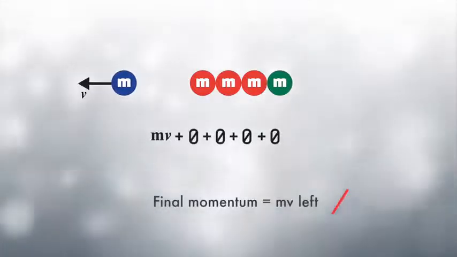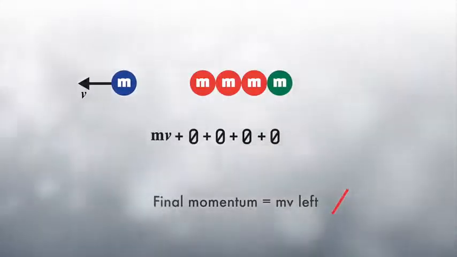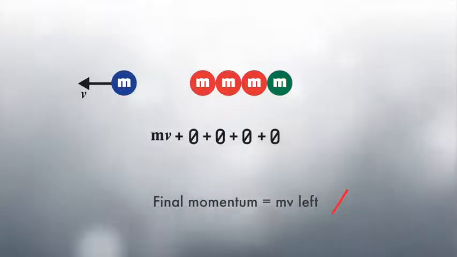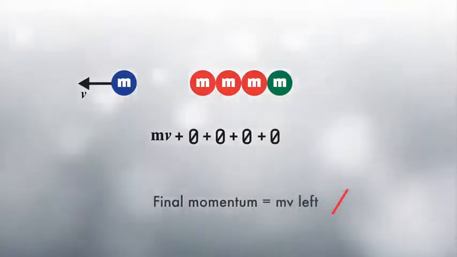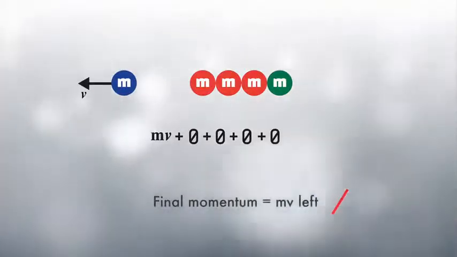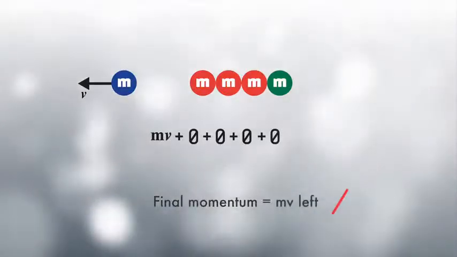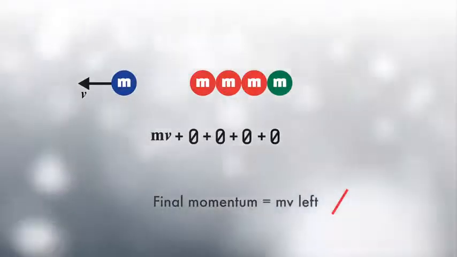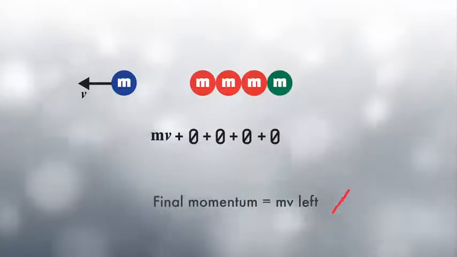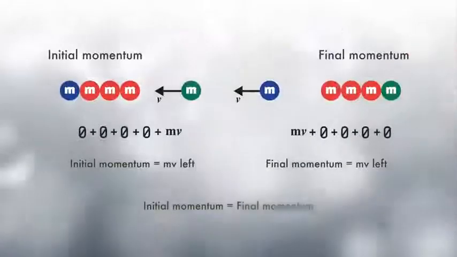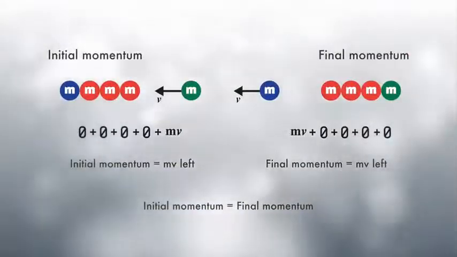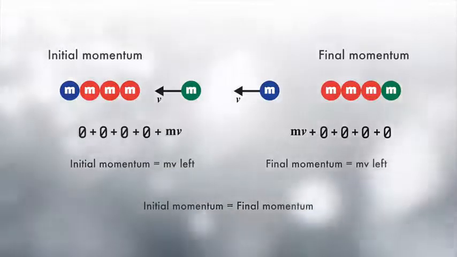After the collision, the ball on the right stops moving. All the other balls are also stationary. So all these four balls have no momentum. But the ball on the left moves with the velocity v to the left. The total momentum after the collision is mv towards the left. The total momentum before the collision equals the total momentum after the collision.